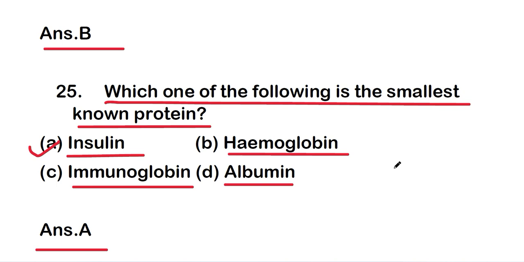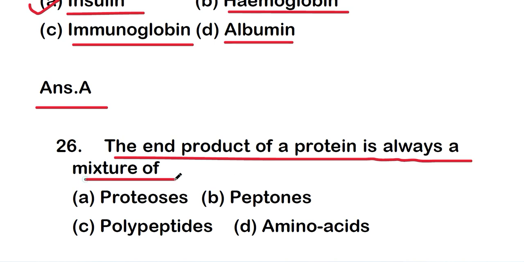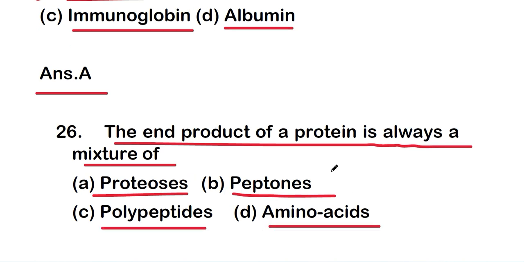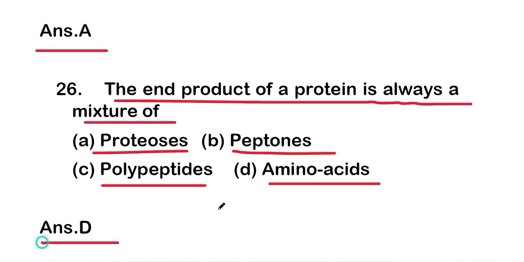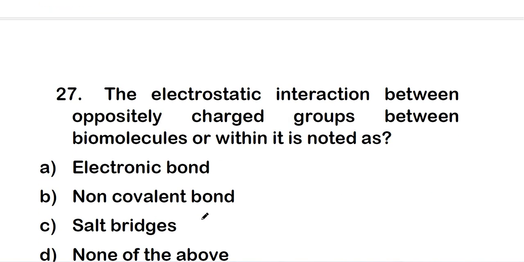Okay, so the next question is, the end product of a protein is always a mixture of proteases, peptones, polypeptides, or amino acids. And the right answer is option D, that is amino acids. So the end product of a protein is always a mixture of amino acids.